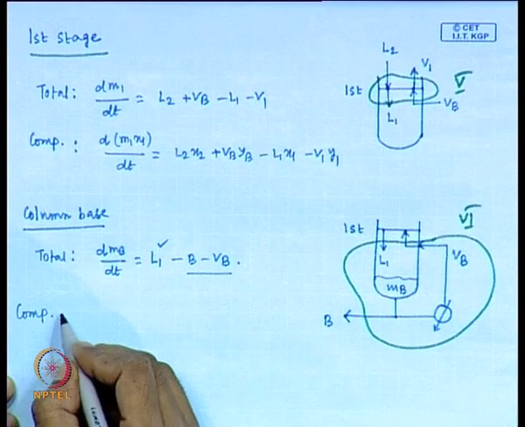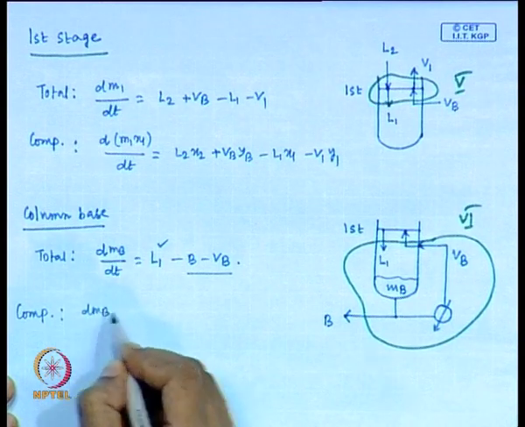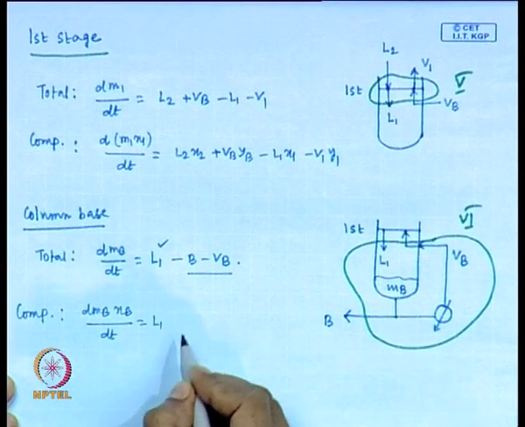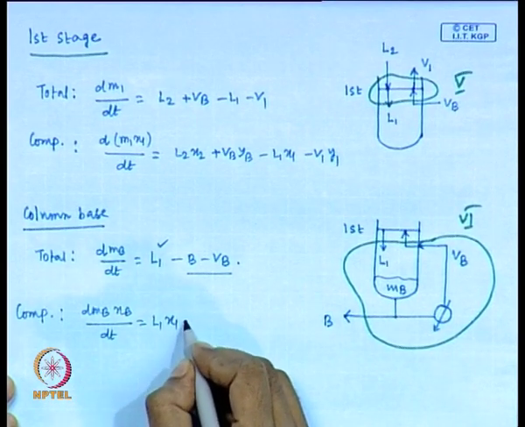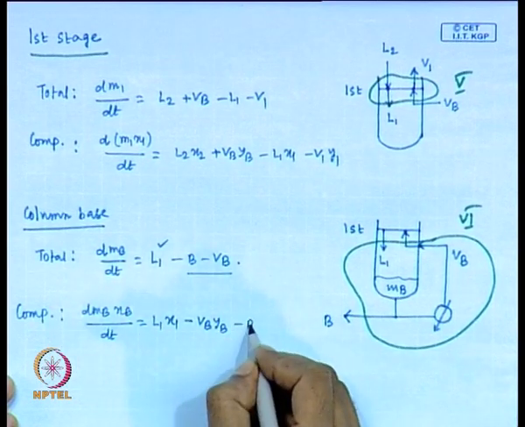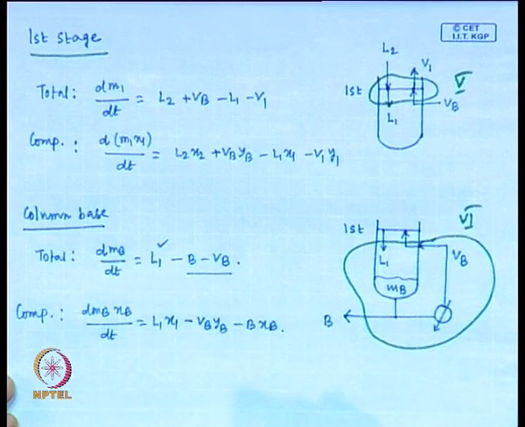What will be the component mass balance? d(mb xb)/dt equal to L1 x1 minus Vb yb minus B xb. This is the component mass balance equation.